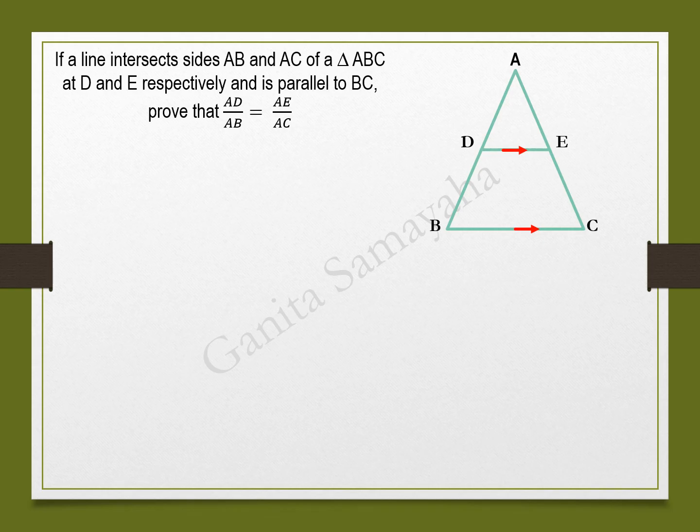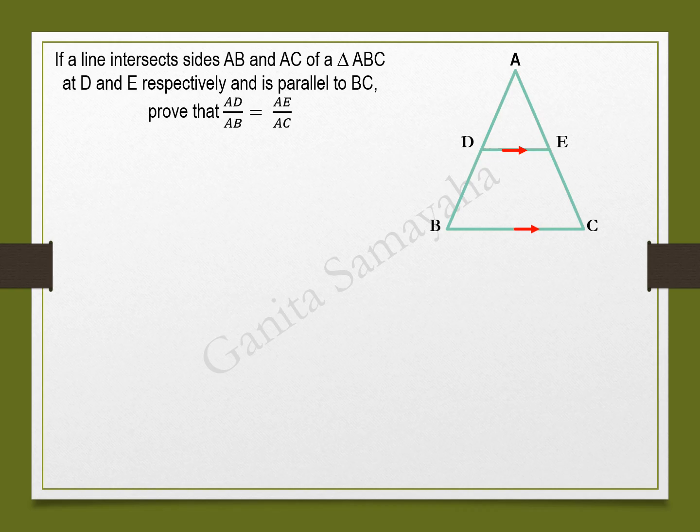This is an extension of our BPT, children. This simply states that if a line intersects sides AB and AC of a triangle ABC at D and E respectively and is parallel to BC, that's all. We have got a triangle ABC in which DE is parallel to BC. We have to prove that AD by AB is equal to AE by AC. We know AD by BD equal to AE by EC. This is just an extension, a little of mathematical work. That's all, children. But this result is very important for us.